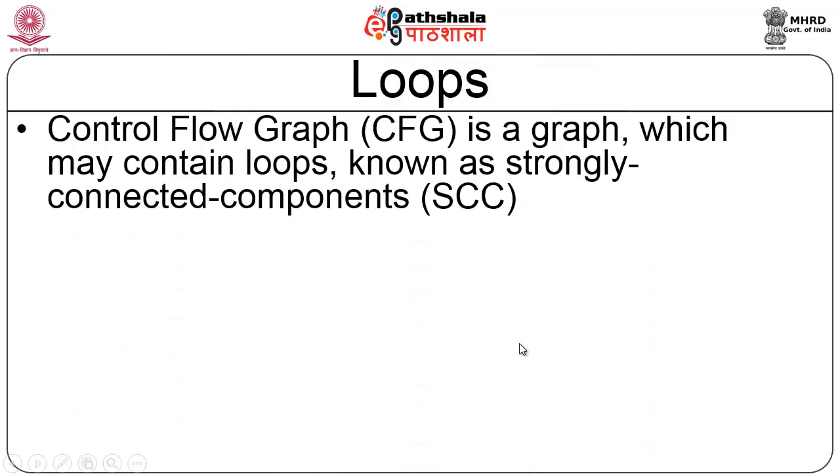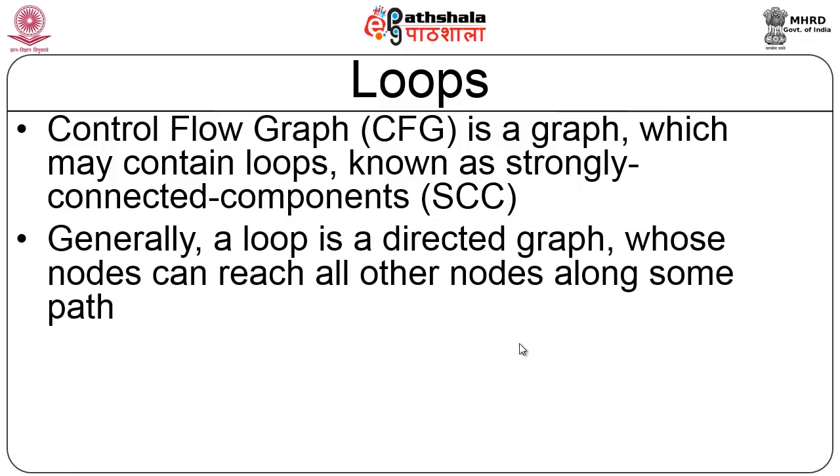Now, the next one, which is very important for further modules, is a knowledge of the loops. A control flow graph can be looked upon as a graph which may contain loops, and these loops are typically known as strongly connected components. Generally, a loop in a directed graph is one whose nodes can reach all other nodes along some path.